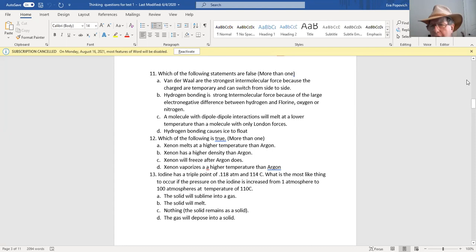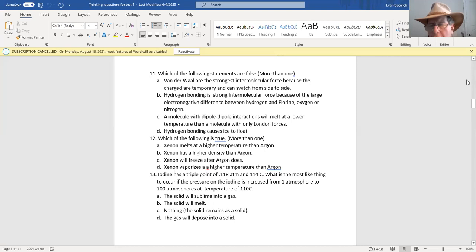Now let's look at xenon and argon. If an atom is bigger, does it have more electron mass in it? Yes. If it has more electron mass, does that make the intermolecular forces stronger or weaker? Stronger. So the fact that xenon melts at a higher temperature than argon, you need to have more energy to melt it. If you need more energy to melt it, it has stronger intermolecular forces. That is true.